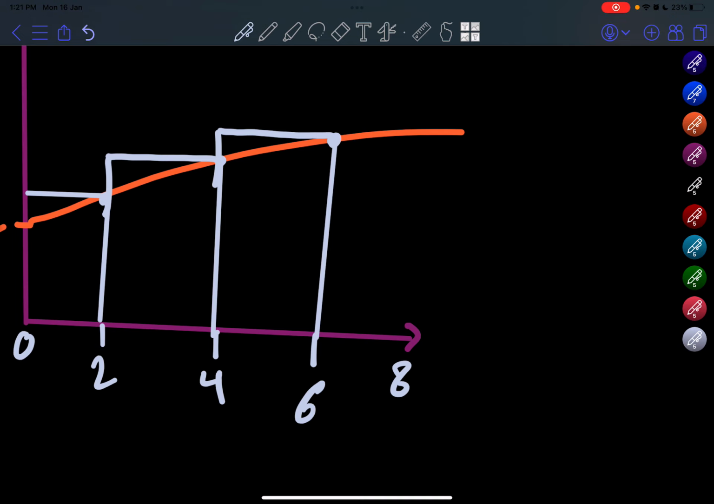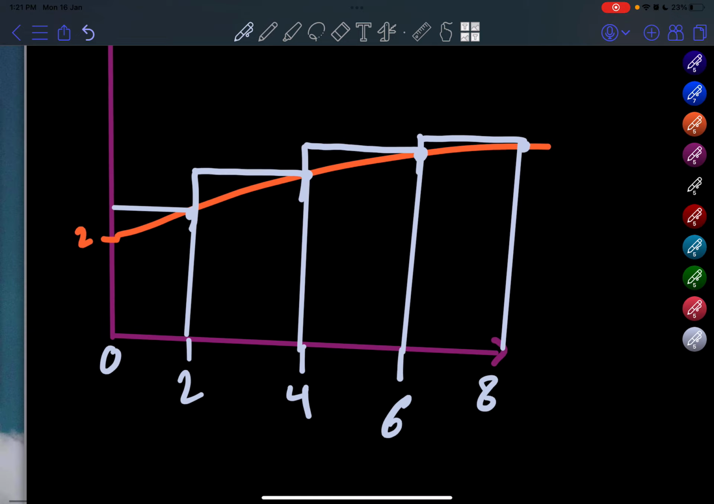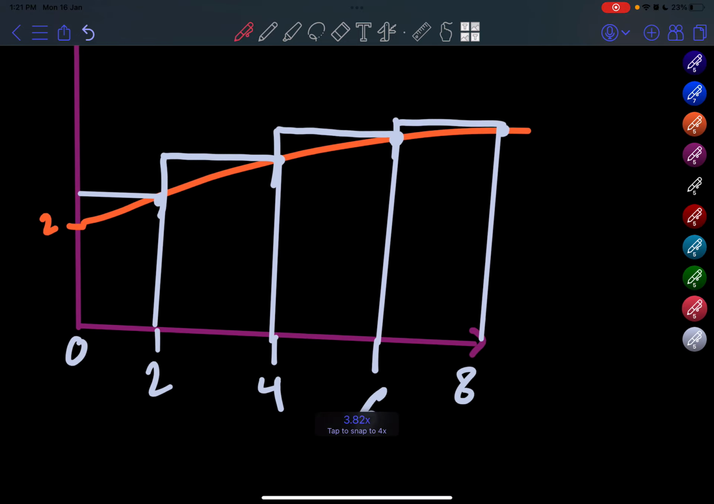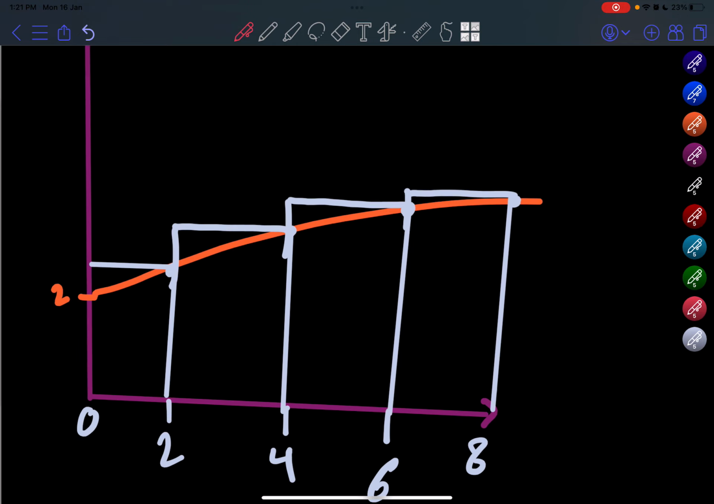Finally, our fourth rectangle will be at 8, and it will be like this. Okay. Now we can see that we've proven this is right sum, which is also overestimate. And how do we know it's overestimate?